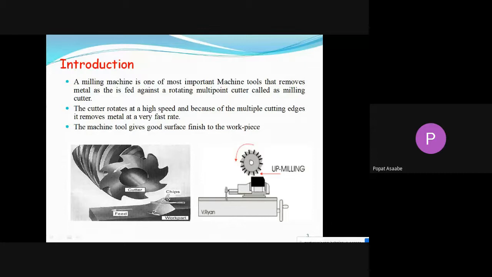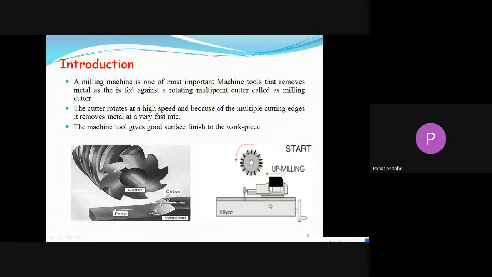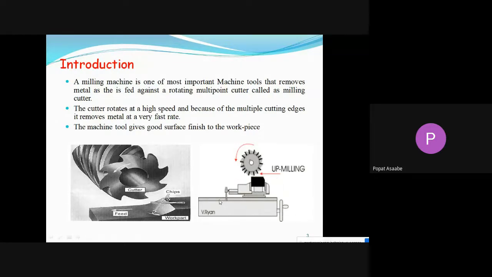Remember that in the milling machine the feed is given to the workpiece. The workpiece is fed against the rotary cutter, and due to the rotary motion of the cutter, its multiple cutting edges easily remove the material from the workpiece. You can see the animation here.